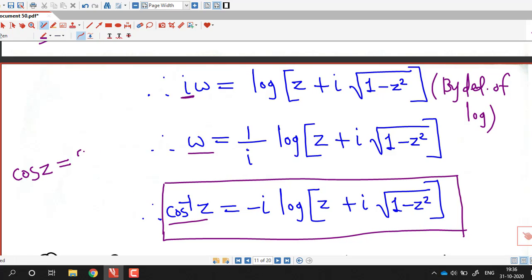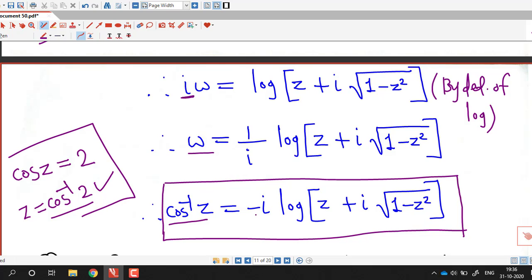Suppose I have cos z equal to 2. Then using this formula I can solve this equation like this, z equal to cos inverse 2. So here I can put z equal to 2 and I can find out this value. So this is a very useful formula.